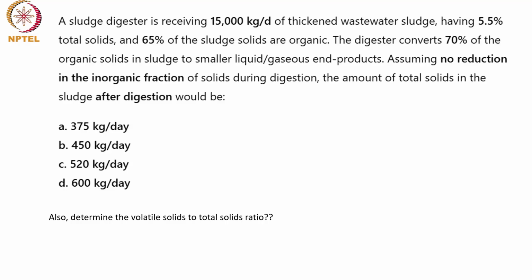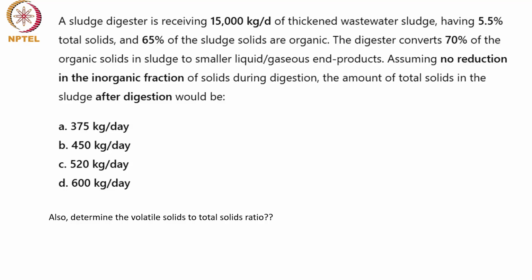The volatile solids to total solids ratio it is asking. So total solids are what? Total solids are 5.5% of 15,000, meaning 15,000 into 5.5% is the total solids, out of which 65% of the sludge solids are organic. Organic sludge will only convert into gas, and these are the volatile solids actually, no?